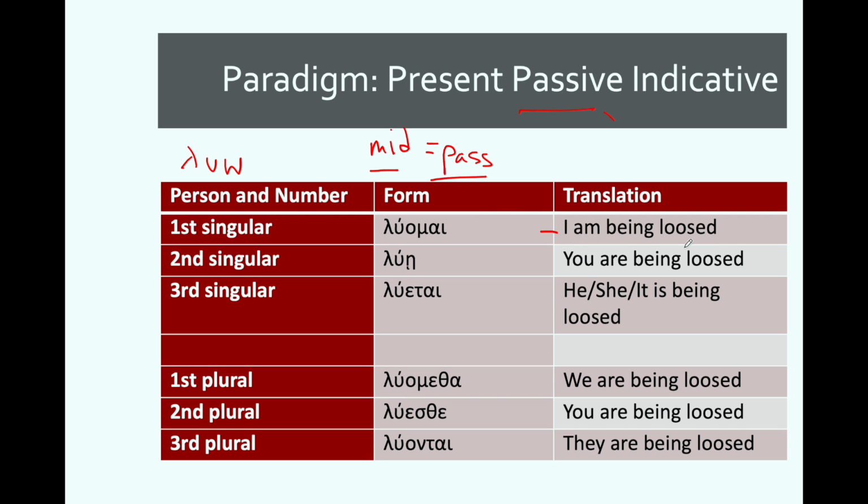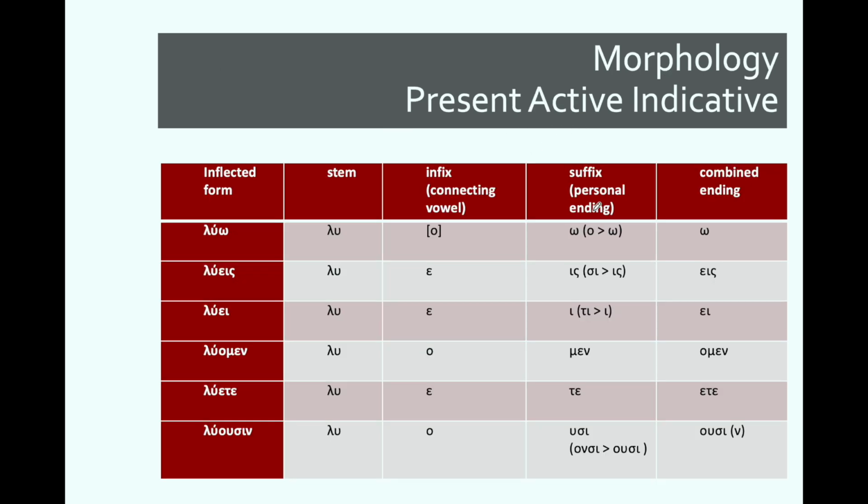I am being loosed. You are being loosed. He is being loosed. We are being loosed. You are being loosed. They are being loosed. Okay? So passive action. Someone else is doing the action toward the subject. The subject's receiving the action of the verb. Okay? So that's passive. So this is about morphology, how things are formed.